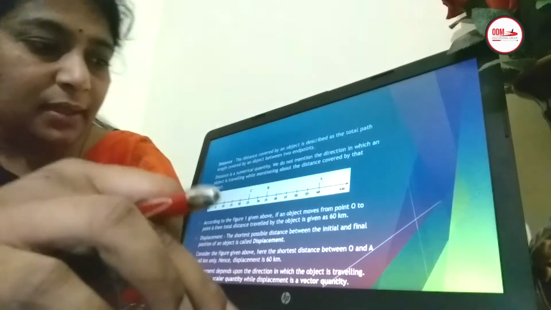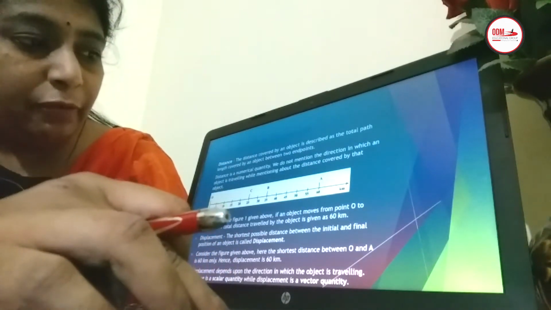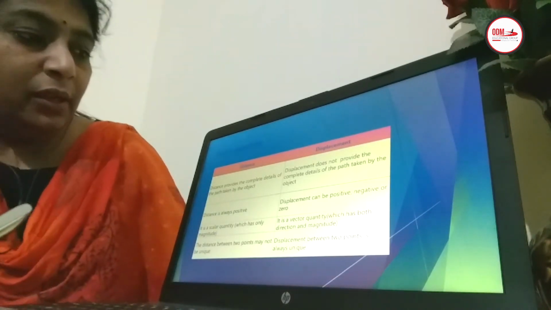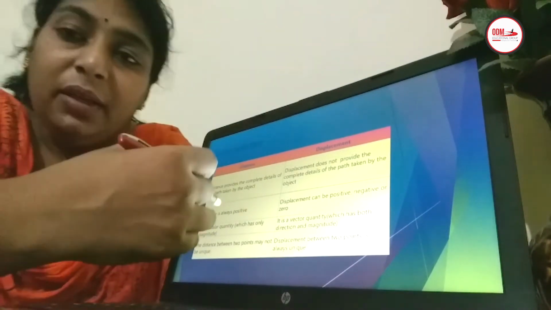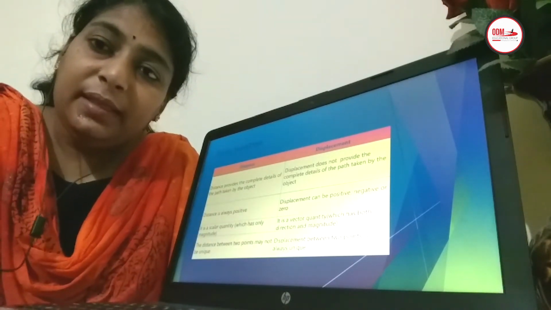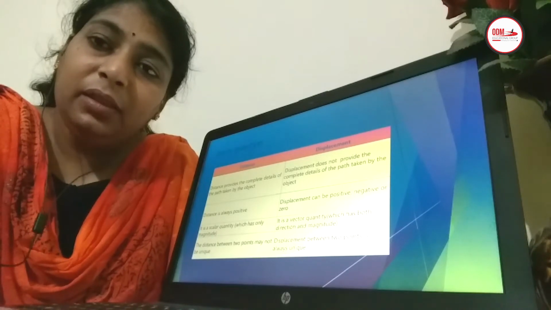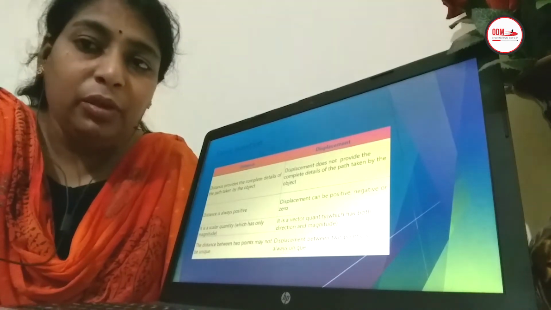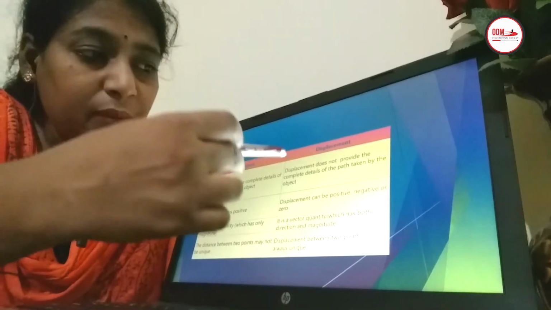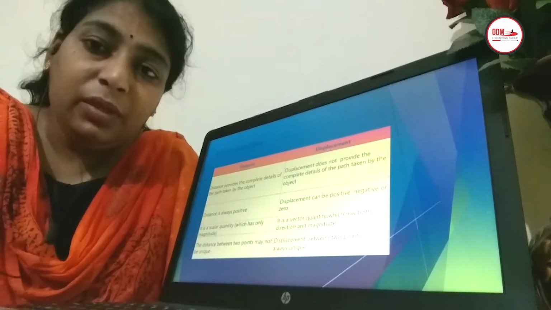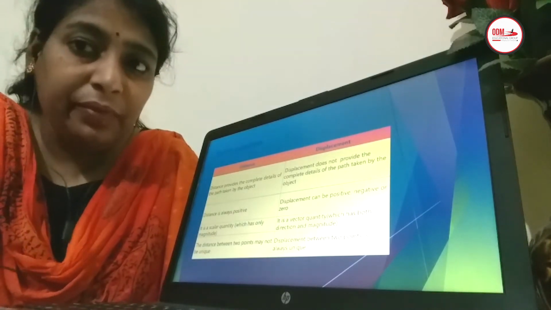Now let us discuss some of the major differences between distance and displacement. The first point, as I told: distance is the total length of the path covered by an object from an initial point to the final point. In case of displacement, that is the shortest distance covered between two points, the initial as well as the final.